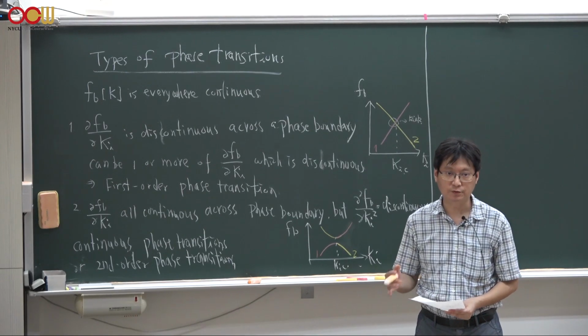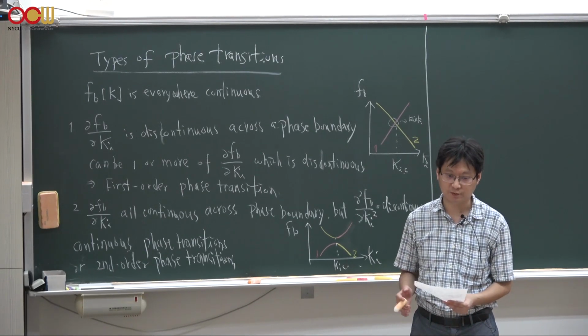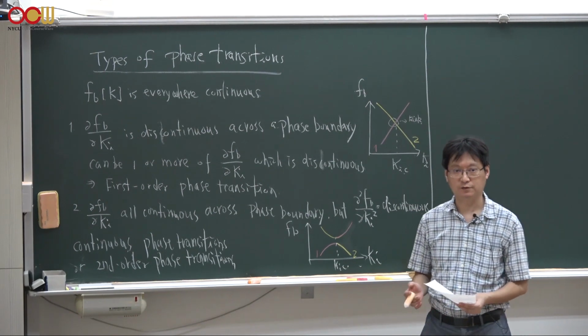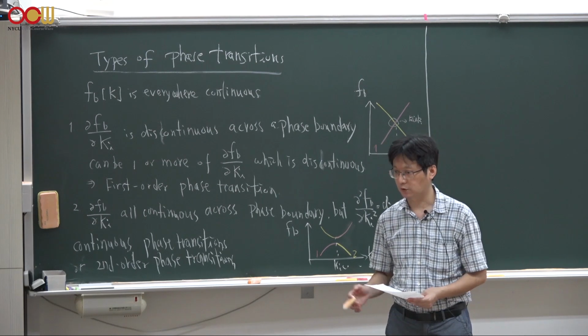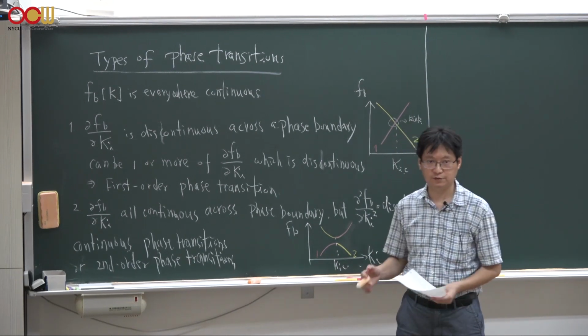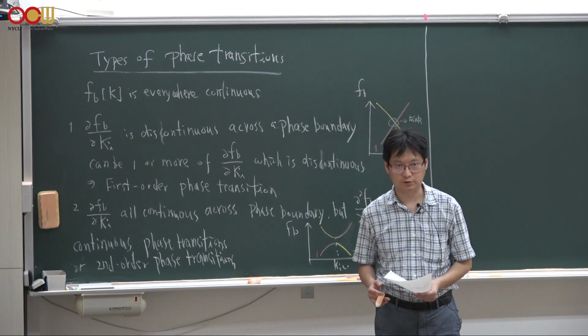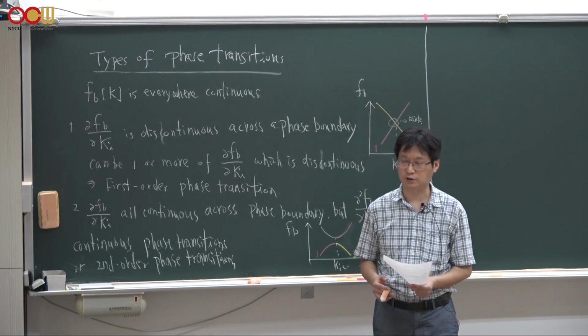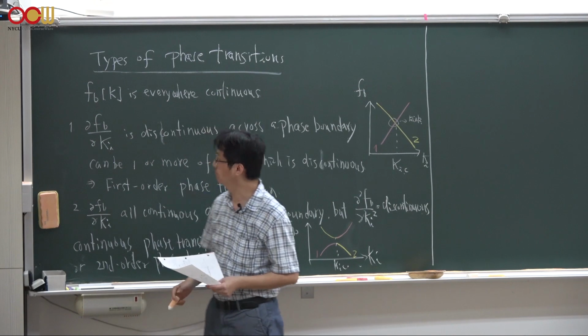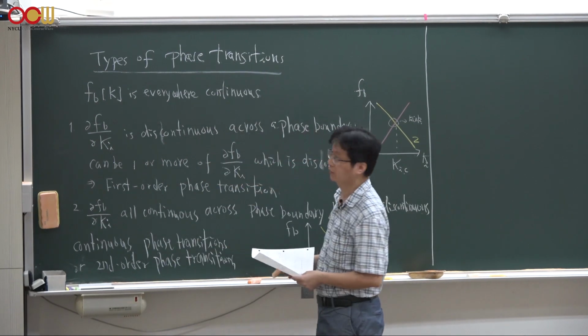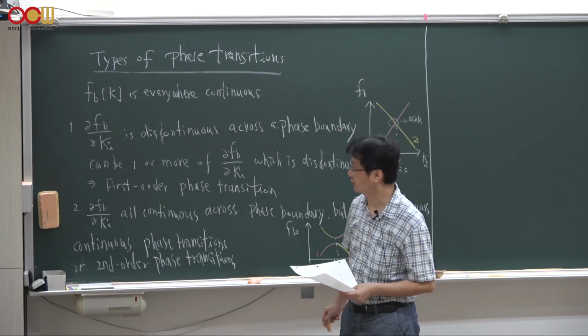So last time we briefly classified two types of phase transitions, namely the first order or continuous or second order phase transitions. So today we will more rigorously define what I meant by this first order or second order or continuous phase transitions. First of all, the bulk free energy density Fb should be everywhere continuous, and we will talk about that in just a moment.